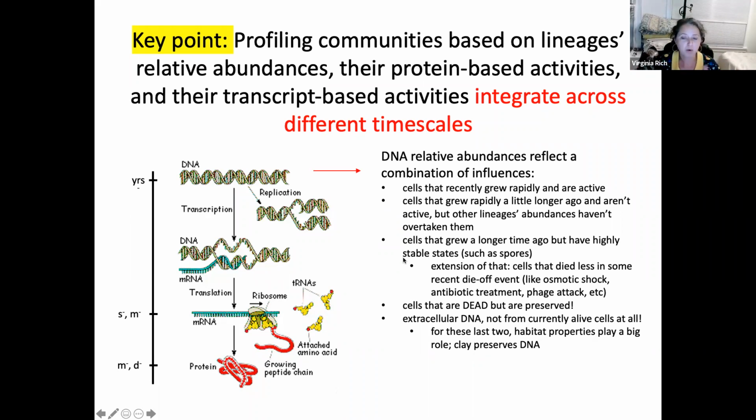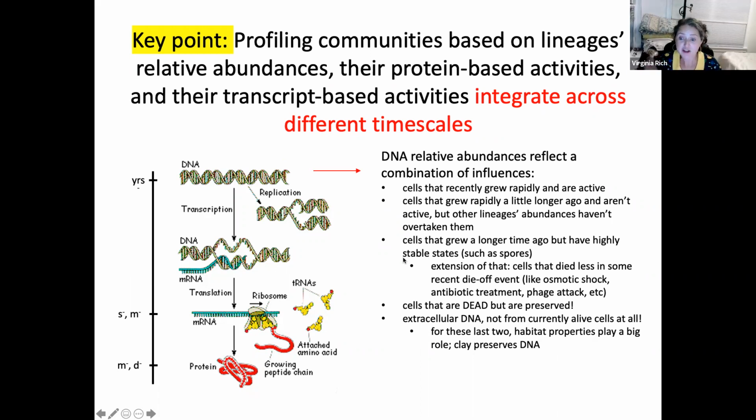So things like spores. An extension of that might be cells that died less than other cells in the community in some recent die-off event. Let's say there was a horrible osmotic shock event, or antibiotic treatment, or a phage attack, and a lot of other things died, and these cells just didn't die for some reason. So maybe they weren't even being active, they just didn't die. It would also include DNA from cells that are dead, not even spores, not like resting states, but are entirely dead, but preserved really well, which might be a particular concern in, say, peatlands.